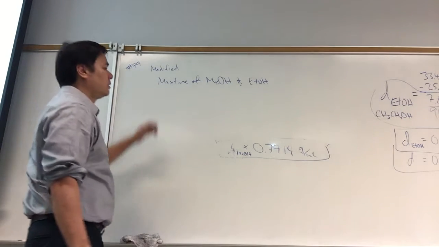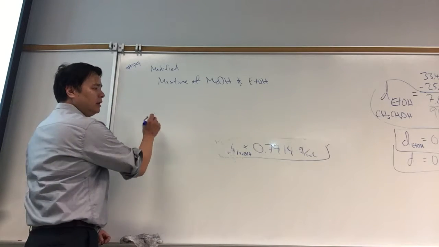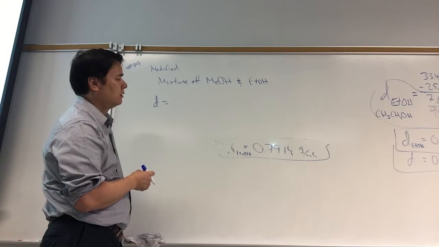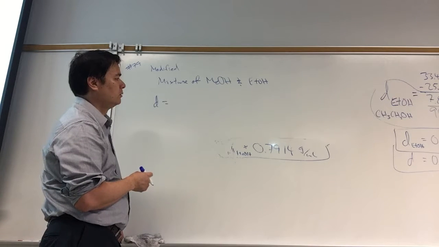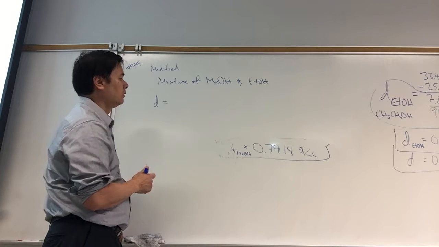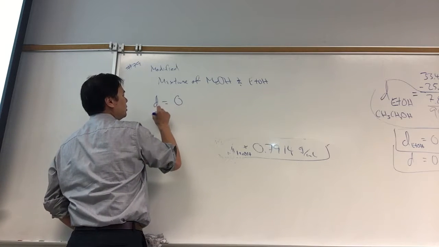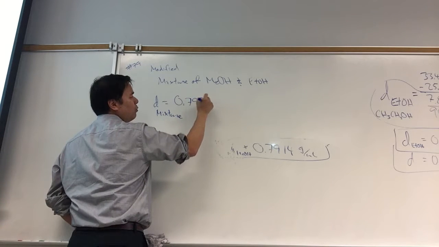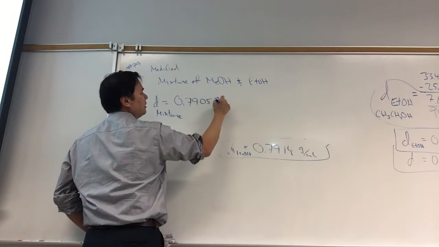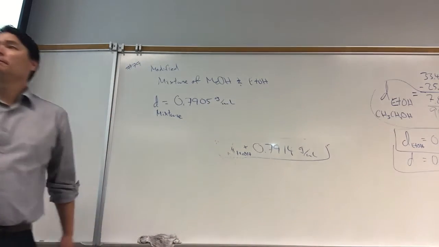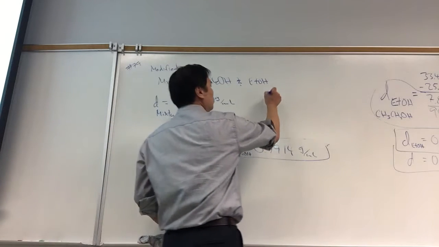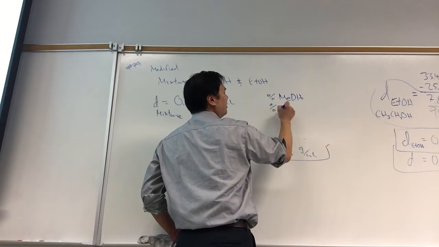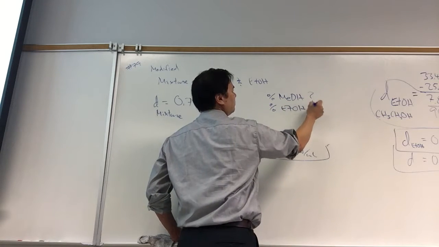All right, so we have a mixture of methanol and ethanol. The density of the mixture is going to be, it's a homogeneous mixture, 0.7905 grams per milliliter. And so the question is, what is the percent methanol and what is the percent ethanol in the mixture?